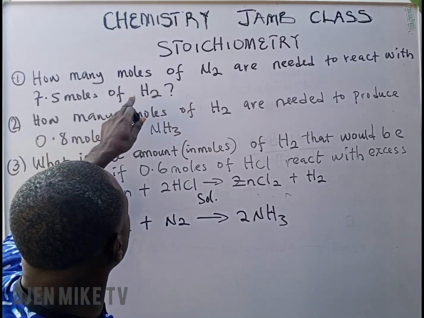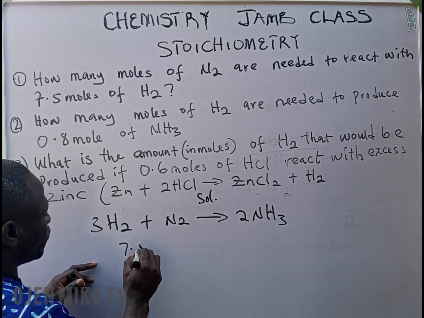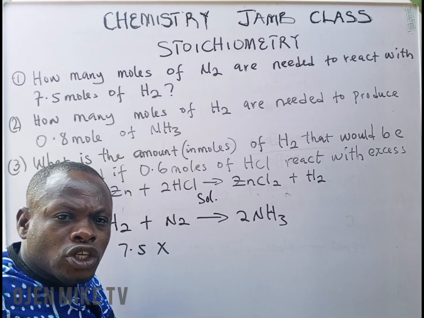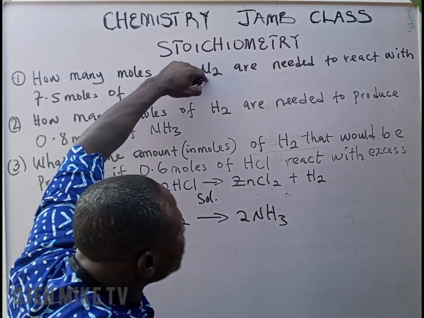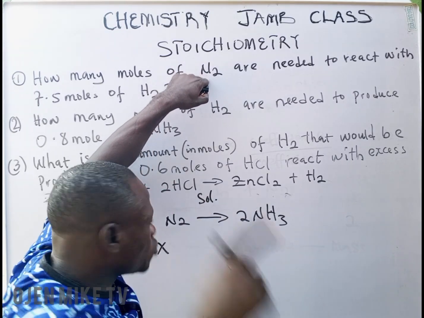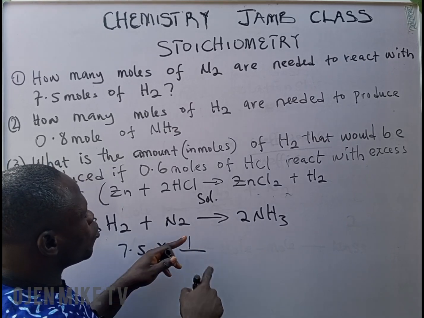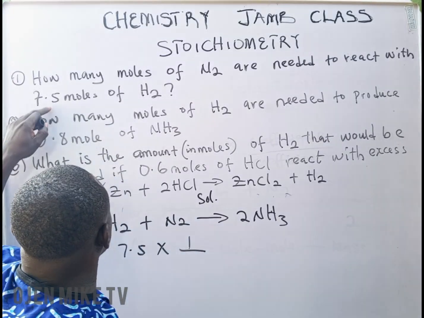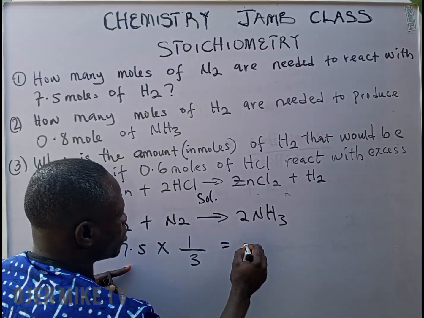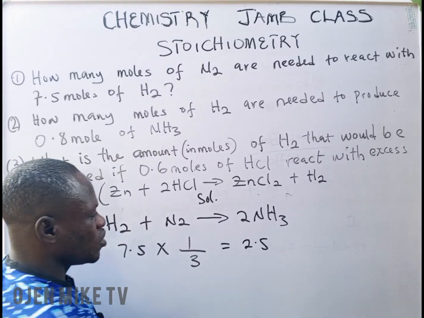You see, moles of hydrogen gas, 7.5, multiplied by the coefficient of what you are asked to find. How many moles of nitrogen? That is what you are asked to find, so the mole ratio will be on top. What is the mole ratio of nitrogen here? There is nothing here, so 1, over the coefficient of what you are calculating with, which is hydrogen gas. What is it? 3. So the answer is 7.5 times 1 divided by 3, which gives 2.5 moles.